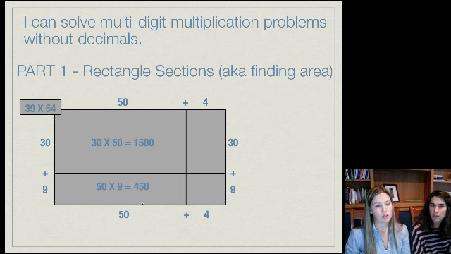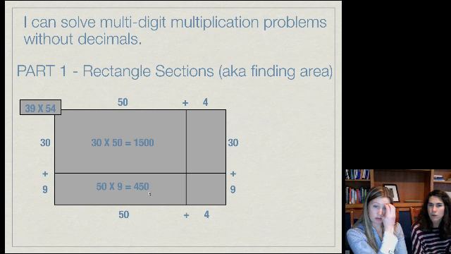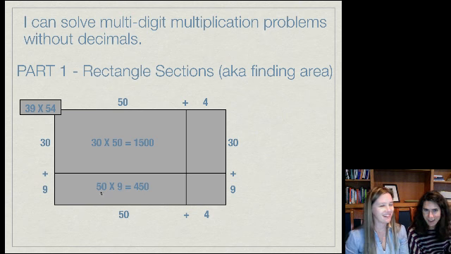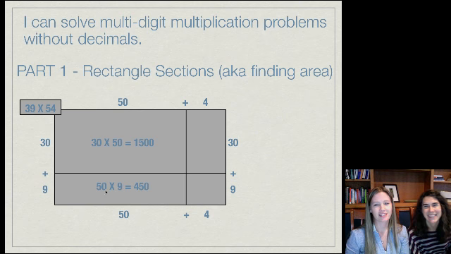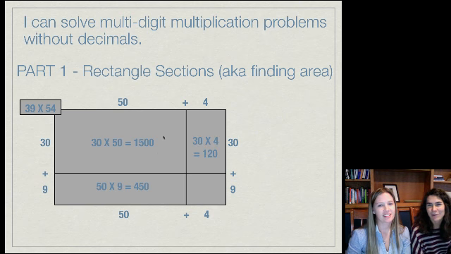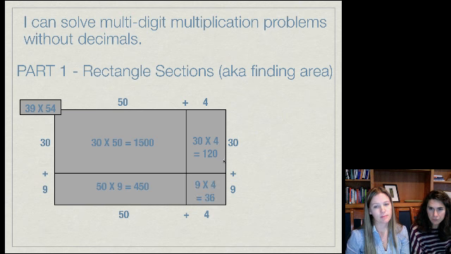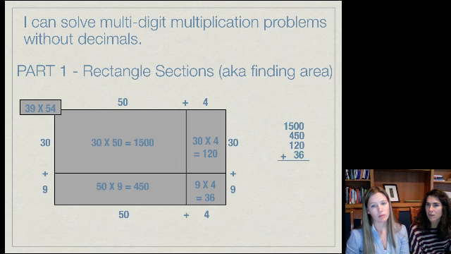And then you can look down here and solve for this rectangle. 9 times 5 equals 450. Or I'm sorry, 9 times 5 equals 45, and then add your 0. Then 30 times 4 equals 120, because once again, looking at the numbers and then adding on your 0. And then 9 times 4 equals 36. Then off to the side, you should just be adding up all your answers of these smaller areas to come up with one final answer.